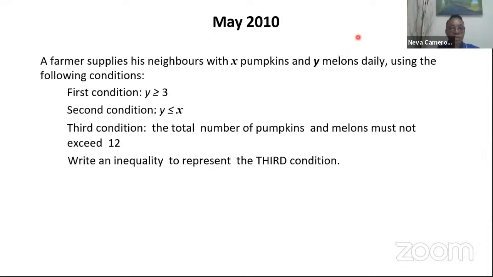So let us just be clear, you already got the first 2, so it's the third condition we're simply asked to write. The total number of pumpkins and melons must not exceed 12. That is our high five. We are seeing it. All right. So Dana is out the blocks and she has X plus Y less than or equal to 12. Same thing for Tatiana. All right. X plus Y less than or equal to 12, right? Okay, agree. So other students are agreeing.